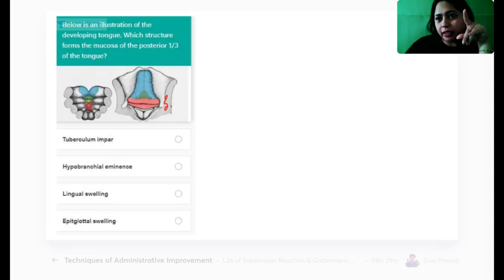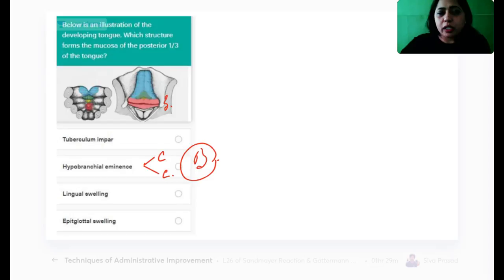Yes, I told you very clearly, hypobranchial eminence has two parts, the cranial and the caudal part. So it is the B answer, hypobranchial eminence. Don't get confused with tuberculum impar. It is still the anterior portion, okay? Still the anterior portion. All right.